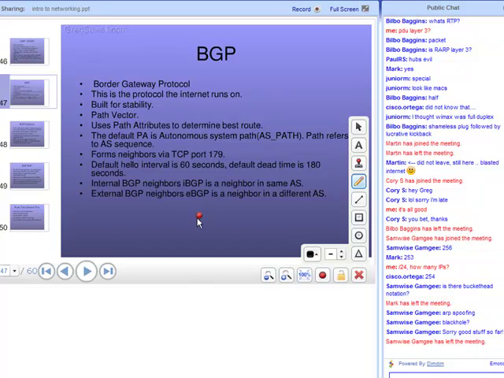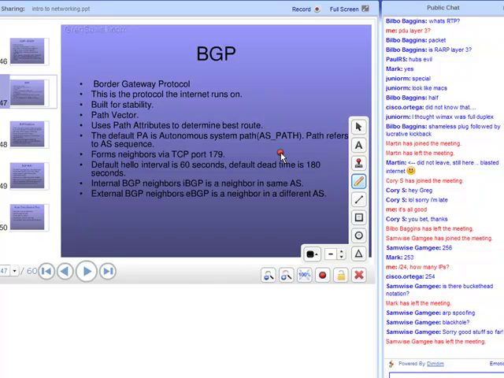Interesting. BGP, man, this is the big guy. This is what runs the internet. Like I said, TCP port 179. Hello interval. This is a good bit of information. The hello interval is 60 seconds, and the default dead timer is 180.